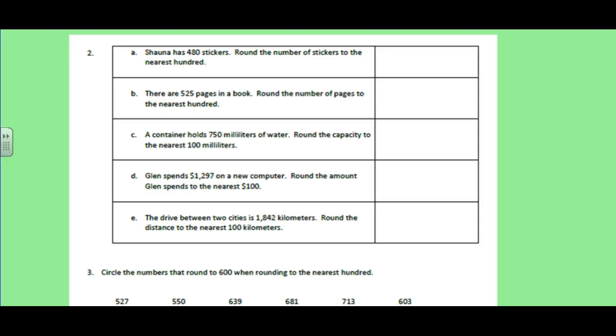Okay, now we're ready for the back side. It says for A, Shauna has 480 stickers. Round the number of stickers to the nearest 100. So if you want to use a number line, definitely go ahead and do it. It's a lot easier to use a number line. That's what we're used to when we're doing these.